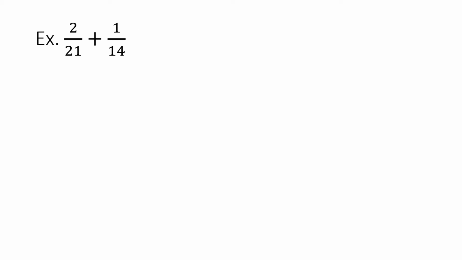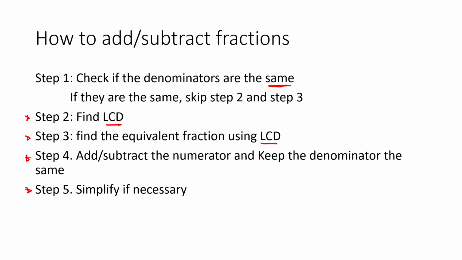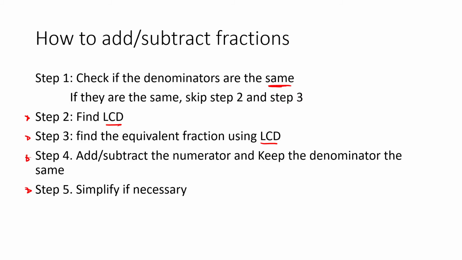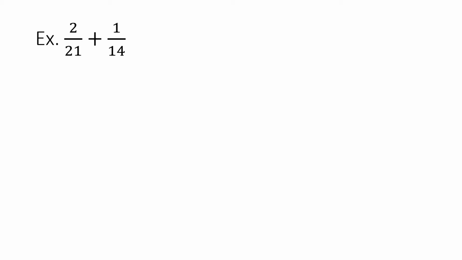Here we have 2 over 21 plus 1 over 14. We want to follow the step-by-step procedure. Step 1, check if the denominators are the same. Here we have 21 and the other fraction has 14. Are they the same? No, they're not the same. So we move on to step 2, find the LCD. So let's try finding the LCD of 21 and 14.